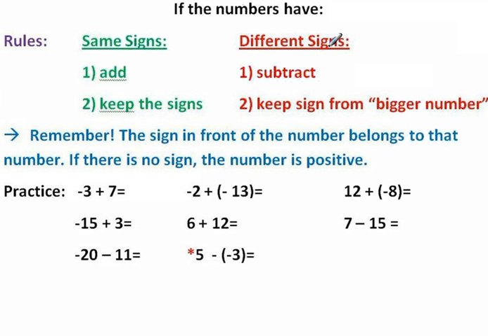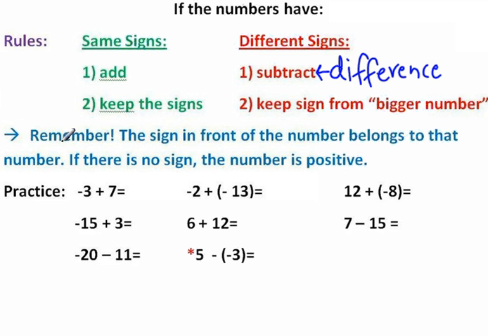If the numbers have different signs, we are going to subtract them. Here's an easy way to remember this. The word difference is another word for subtraction. So if they have different signs, we're going to find the difference between the 2 numbers. And then we're going to keep the sign from the bigger number. And I put that in quotes, and you'll see that in just a minute.